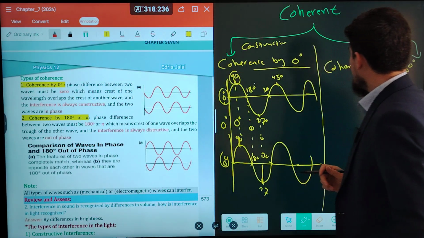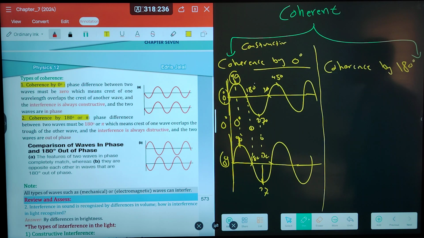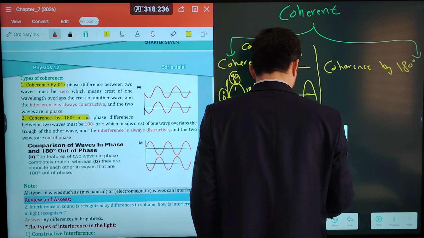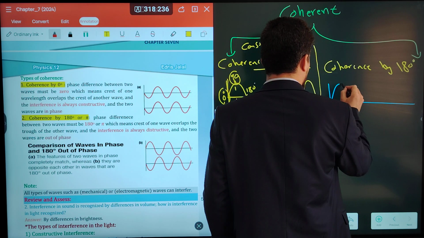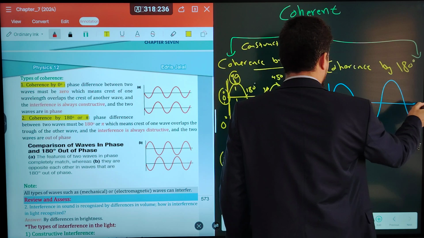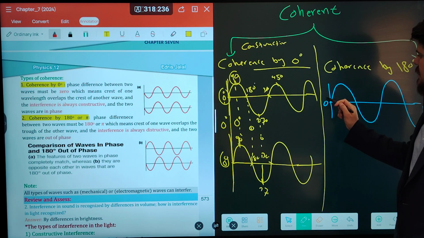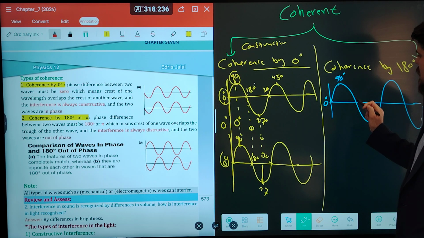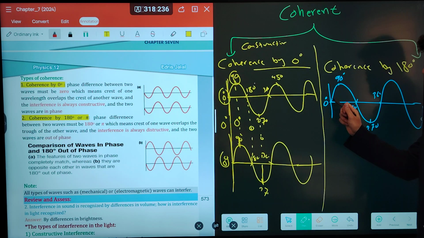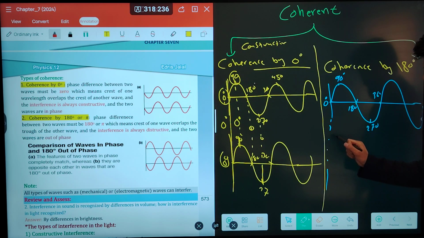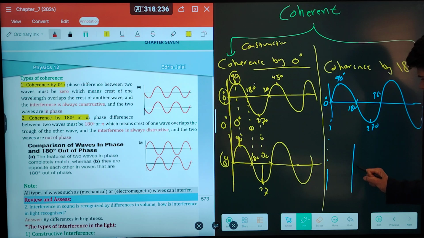Another type is coherence by 180. When does this coherence occur between two waves of the same color? In this case, assume the source is blue. It doesn't matter. Look, the first wave starts here, 0, then 90, 180, 270, 360. The second wave does not start at this point. The second wave starts here.